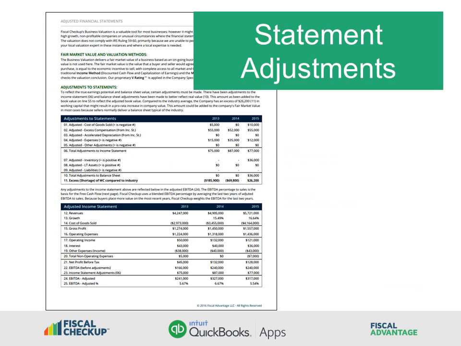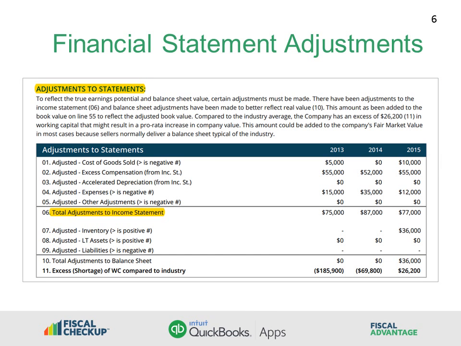Page 2 contains a summary of the adjustments to the financial statements. The first table lists all of the adjustments to the income statement that were entered into Fiscal Checkup. The income statement used for evaluation must represent the true earnings capacity of a company. For a detailed description of each of these adjustments, we recommend you view the recording of a webinar on our website entitled Business Valuations.